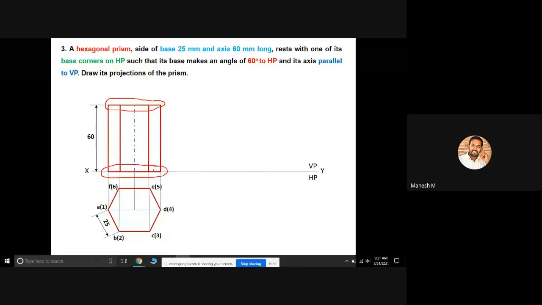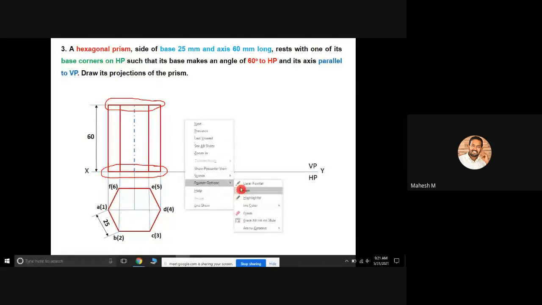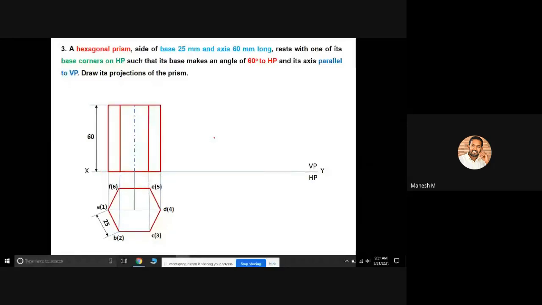Okay, roll number 25. Roll number 25. So 25 is absent. Okay, roll number 21.